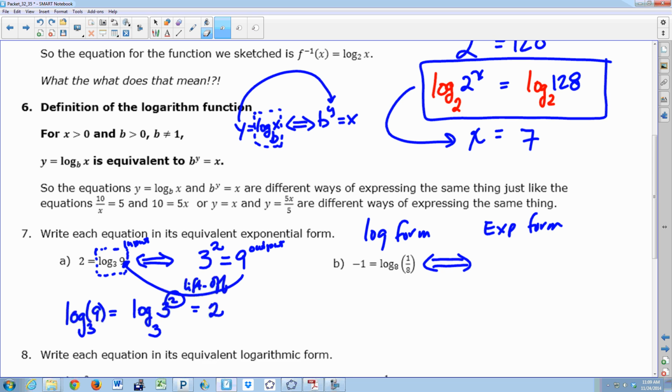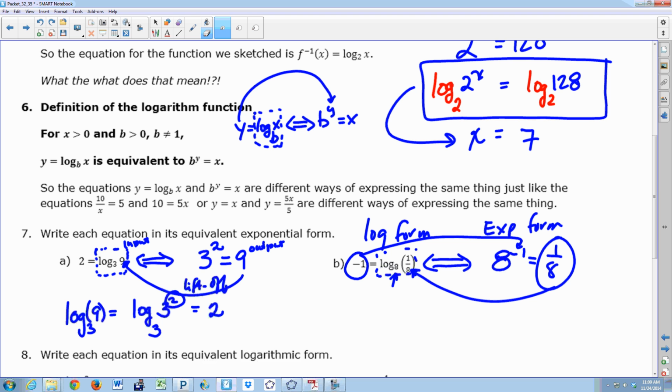The base is 8, right. Perfect. All right. Exponent would be negative 1, yep, because the answer to a log is just an exponent. So this is my exponent. And what's 8 to the negative 1 give me? 1/8, which is, again, this output is the input to the log.